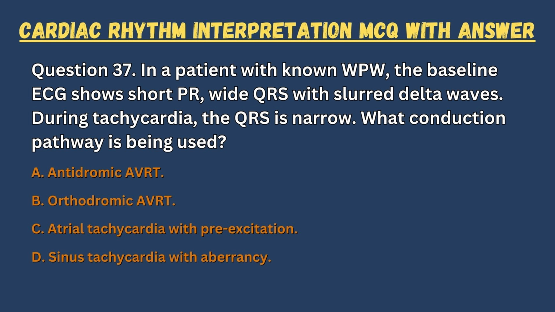Question 37. In a patient with known WPW, the baseline ECG shows short PR, wide QRS with slurred delta waves. During tachycardia, the QRS is narrow. What conduction pathway is being used? A. Antidromic AVRT. B. Orthodromic AVRT. C. Atrial tachycardia with pre-excitation. D. Sinus tachycardia with aberrancy.